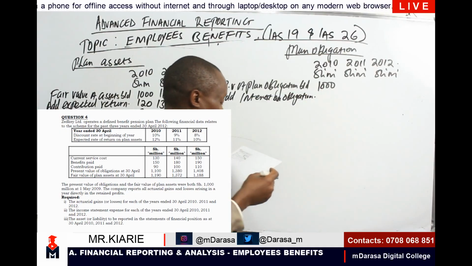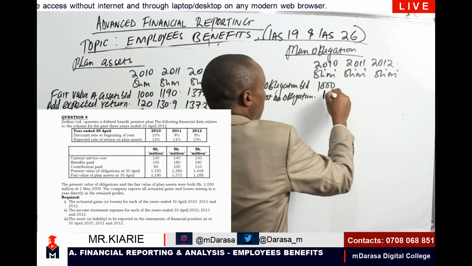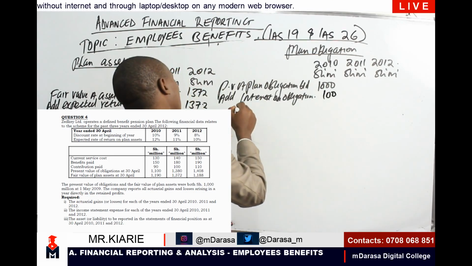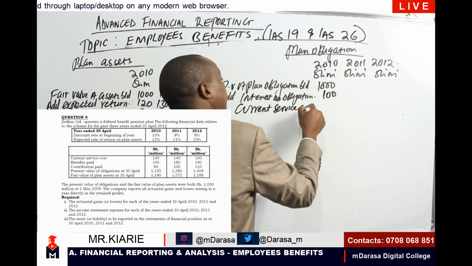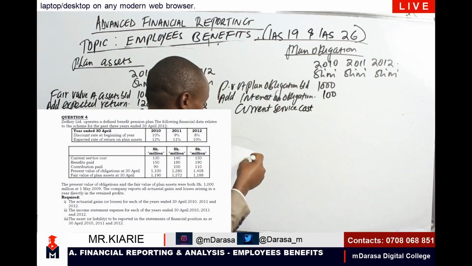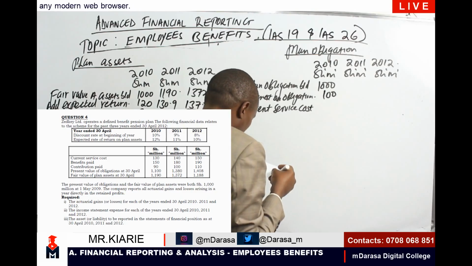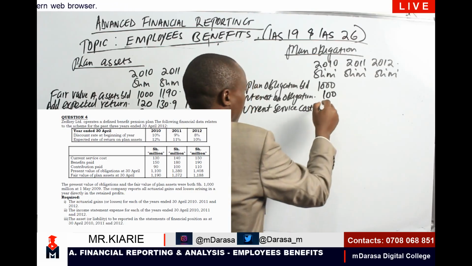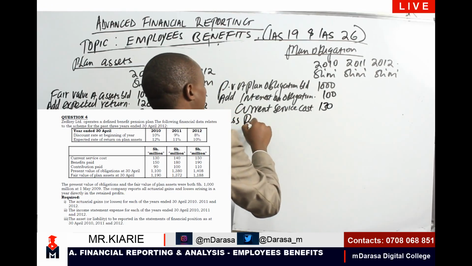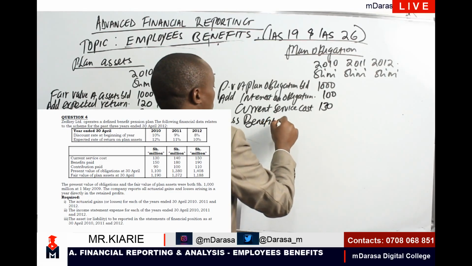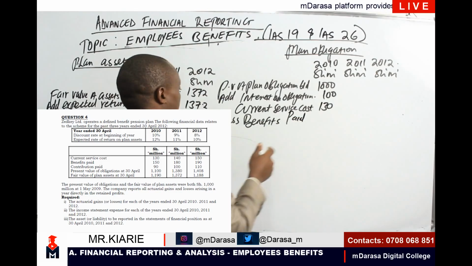Interest on obligation in 2010 was 10%, which gives me 100. Then you also add current service cost. Current service cost for 2010 was 130. Then I less benefits paid, since we don't have past service cost. Benefits paid in 2010 were 150.